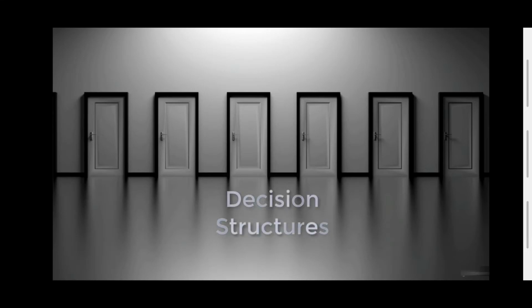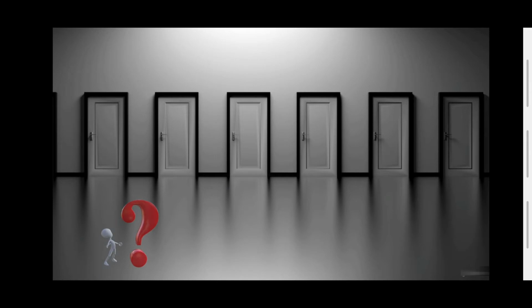Decision structures are used so that your program doesn't have to do the same thing each time it is executed. They basically answer a question on the spot during execution. The decision structures need a question to answer, and this is done through booleans.